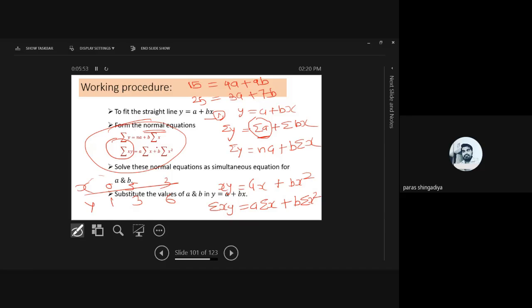Clear? By using these two equations we can find the a and b for the given tabulated form. Okay, and that is our aim in this question. Clear? And which is the required line of best fit.